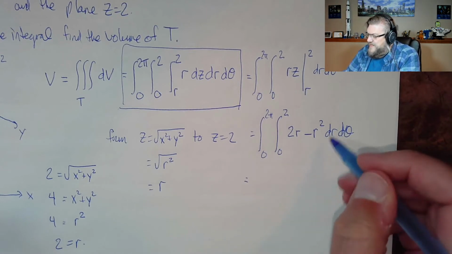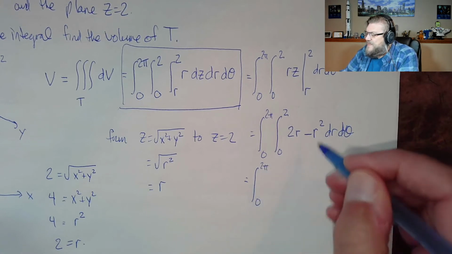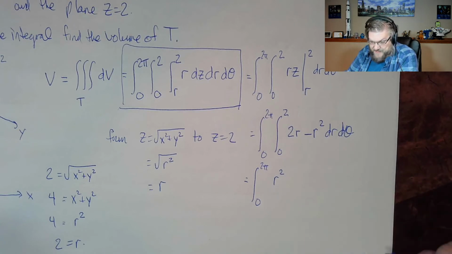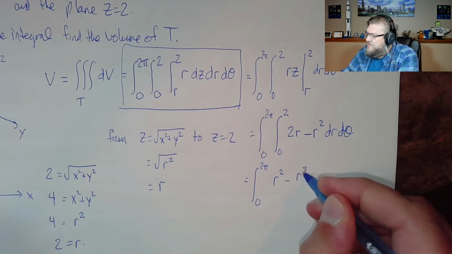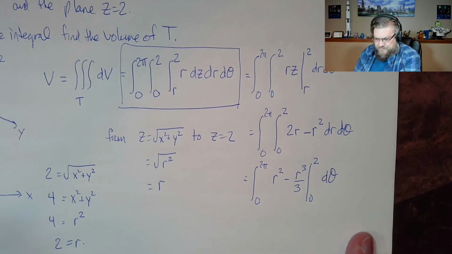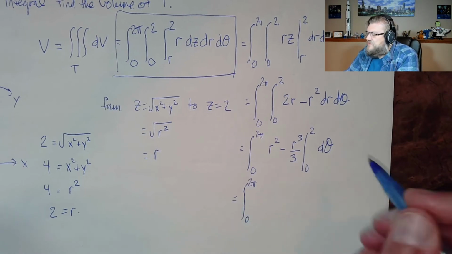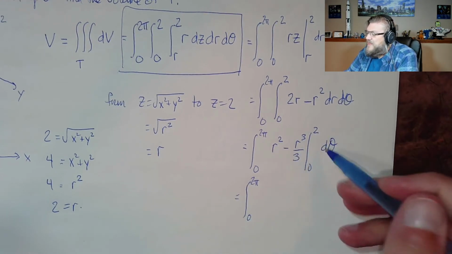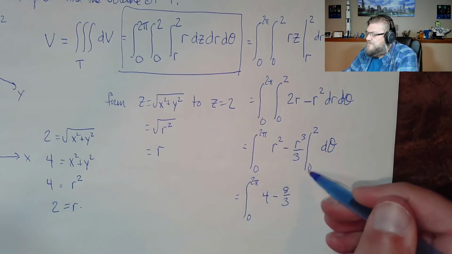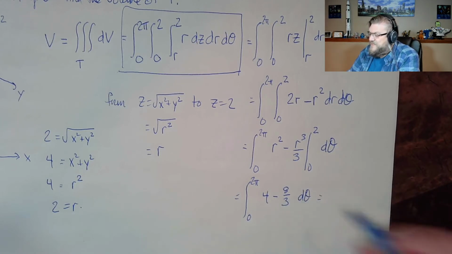All right, let's go ahead and continue on. Now I'm integrating with respect to r. So I'm going to get 0 to 2 pi. The antiderivative of 2r is r squared, right? Divide by 2 and the 2's cancel. Minus r cubed over 3, evaluated from 0 to 2, d theta. I'm going to get the integral from 0 to 2 pi of, plug in the 2, which is 4. 4 minus 8 thirds, minus a 0, minus a 0. Good stuff. D theta. That's going to be a constant.